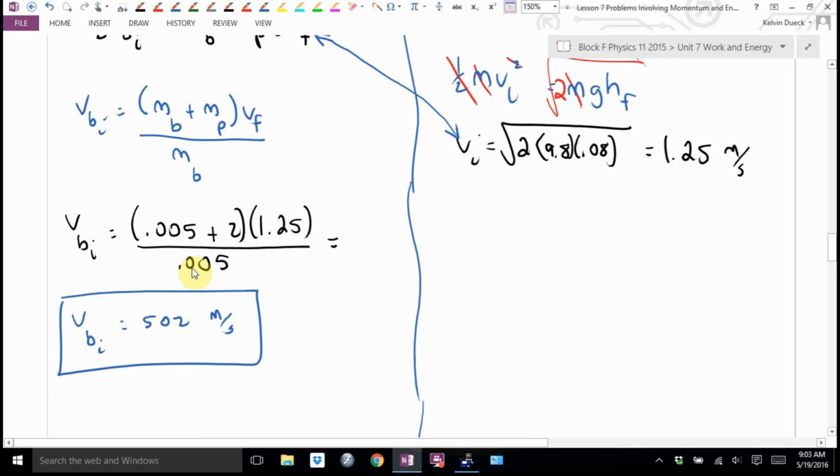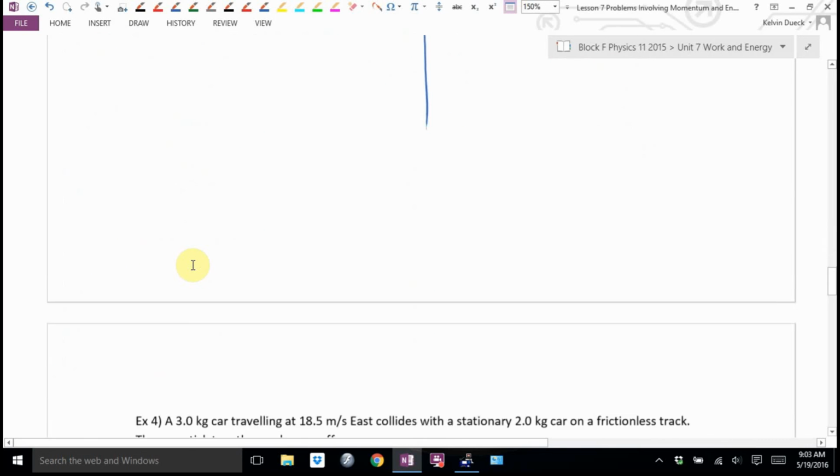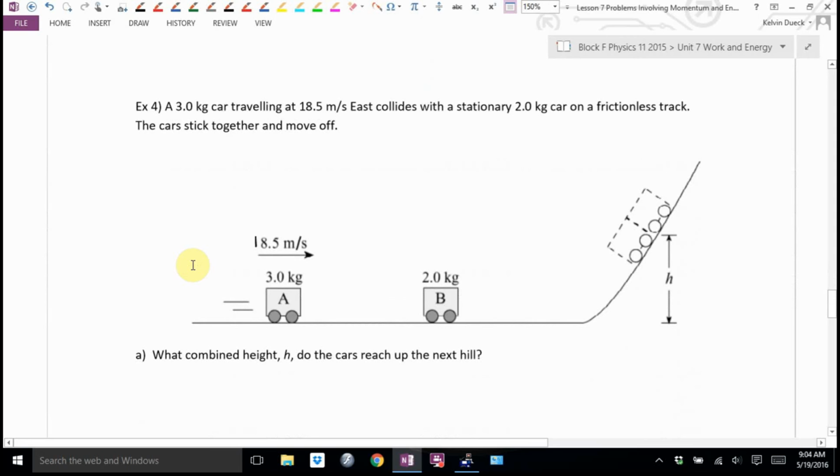So that's the ballistic pendulum. Hey, let's smash some roller coasters together. Example 4. A 3 kilogram car traveling at 18.5 meters per second east collides. Underline the word collides. What is that a trigger for? What does that tell me we're going to use?